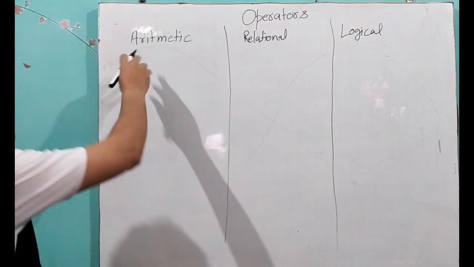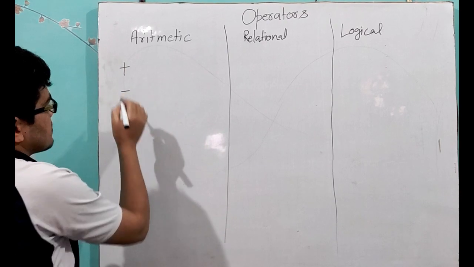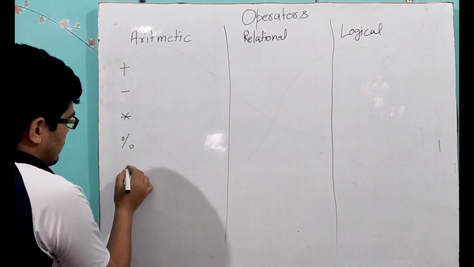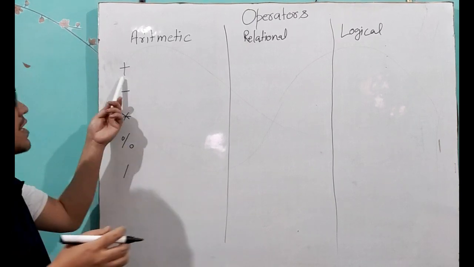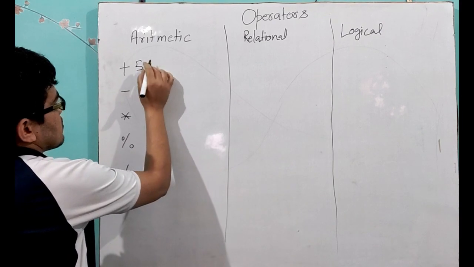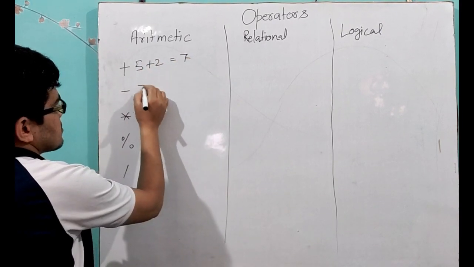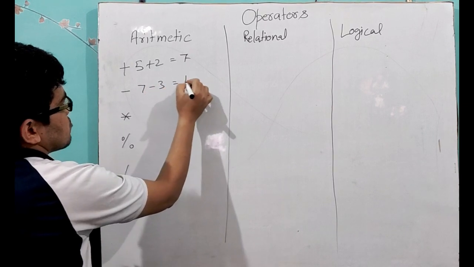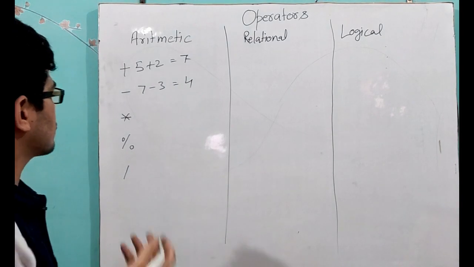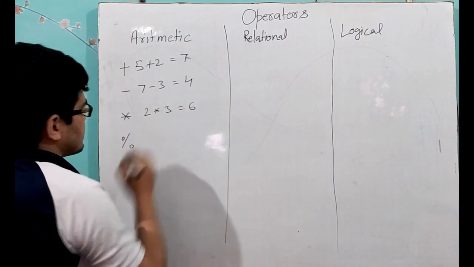First one is arithmetic. In arithmetic we have 5 operators. This is addition, which adds two values: 5 plus 2 is 7. This is subtraction: 7 minus 3 is equal to 4. These are normal operators as you have studied in mathematics also. Multiplication: 2 into 3 is 6.